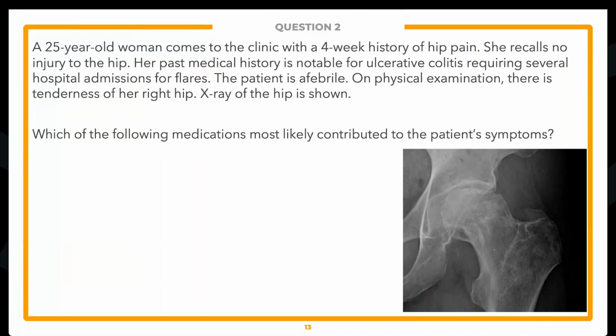A 25-year-old woman comes to the clinic with a 4-week history of hip pain. She recalls no injury to the hip. Her past medical history is notable for ulcerative colitis, requiring several admissions for flares. The patient is afebrile. On physical examination, there's tenderness of her right hip. X-ray of the hip is shown. So once again, which of the following medications most likely contributed to the patient's symptoms?